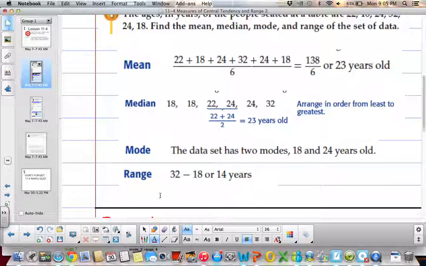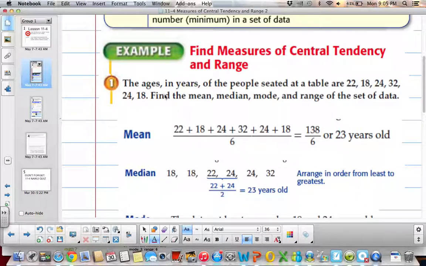So let's find some measures of central tendency. The ages in years of the people seated at a table are 22, 18, 24, 32, 24, 18. Find the mean, median, mode, and range. So to find the mean, we add up all of the numbers. So we can see we've added up all of them. We get 138. And then we divide it by 6 because there's 6 numbers. And we get the mean is 23 years old.